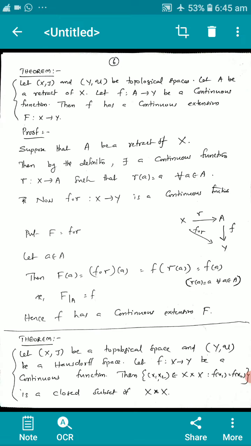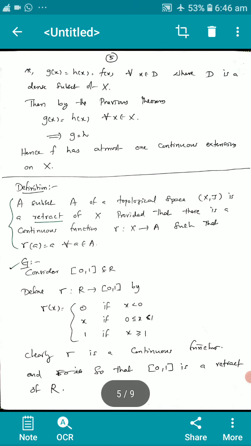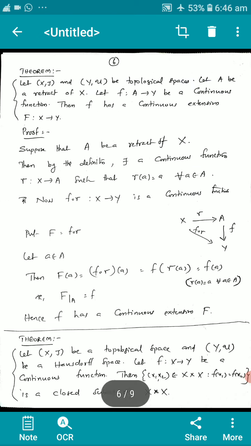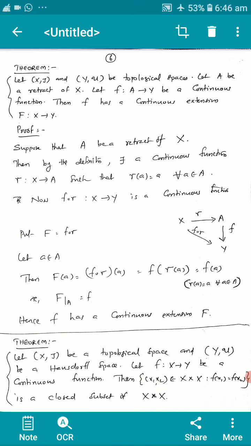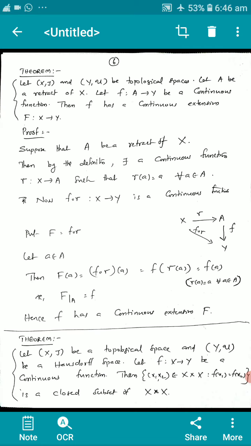Suppose that A is a retract of X. You can refer to the definition of retract: when A is a retract of X, there is a continuous function gamma from X to A such that gamma of a equals a for every a in A. So by the definition there is a continuous function gamma from X to A such that gamma of a equals a for every a in A.